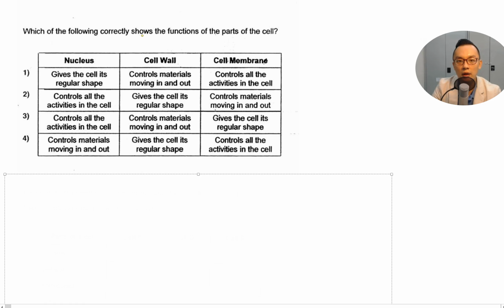Which of the following correctly shows the functions of the parts of a cell? So nucleus gives the cell its regular shape. No, not true. Cell wall gives the cell its regular shape. Alright. Nucleus controls the activities in the cell. This is correct. Cell wall doesn't control the materials. It gives the cell the shape. Cell membrane is the one that controls the materials moving in and out. So this is not true. So the answer is number 2.